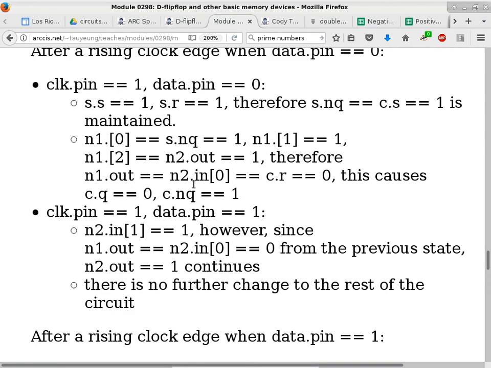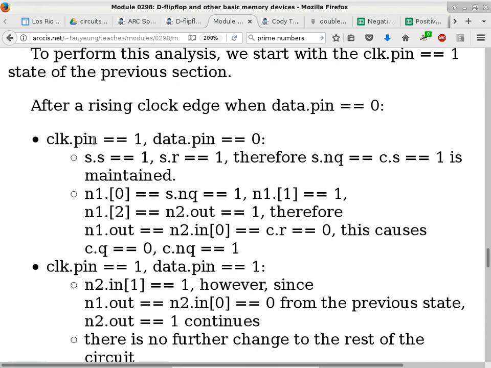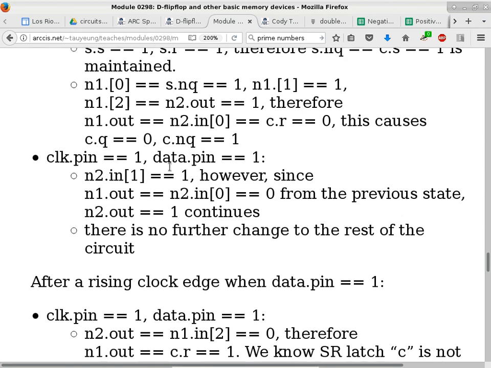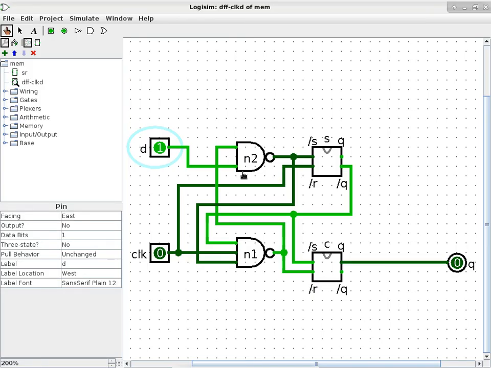The reasoning is broken up into different cases. When the clock pin is a 1 and you change the data pin to a 0, why would that have no impact? If the clock is a 1 and the data pin turns into a 1, why would that have no impact, and so on. Every single case is analyzed in a particular sequence. I'm hoping you would spend some time on this. If you don't read this, it's okay. Go through the circuitry yourself in Logisim and think it through. That's just as good.